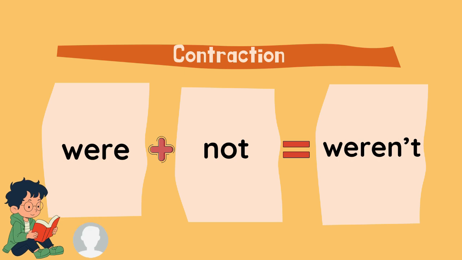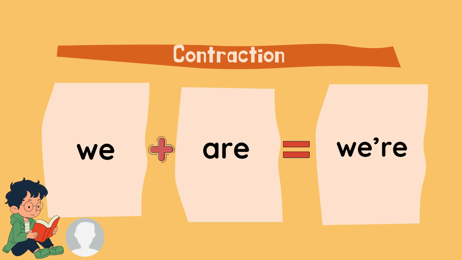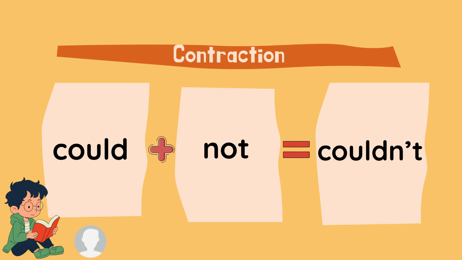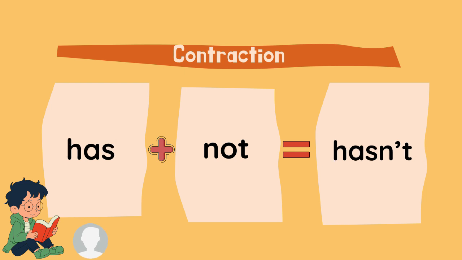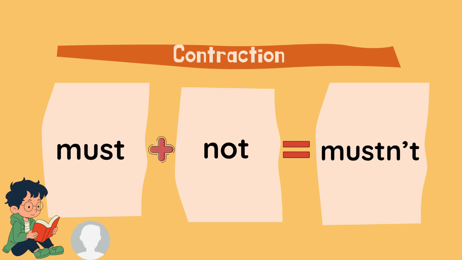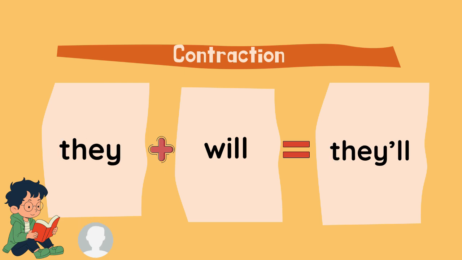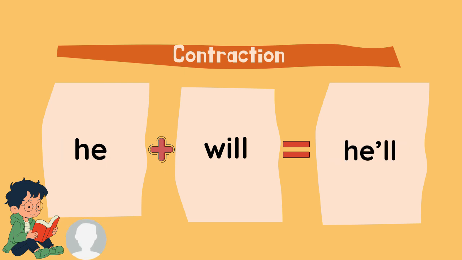Were not, weren't. We are, we're. You are, you're. Could not, couldn't. Has not, hasn't. Must not, mustn't. We will, we'll. Who will, who'll. They will, they'll. He will, he'll. She will, she'll. It will, it'll.